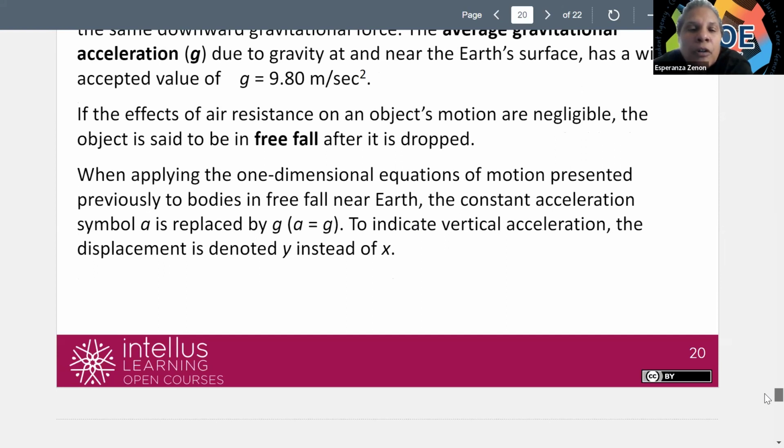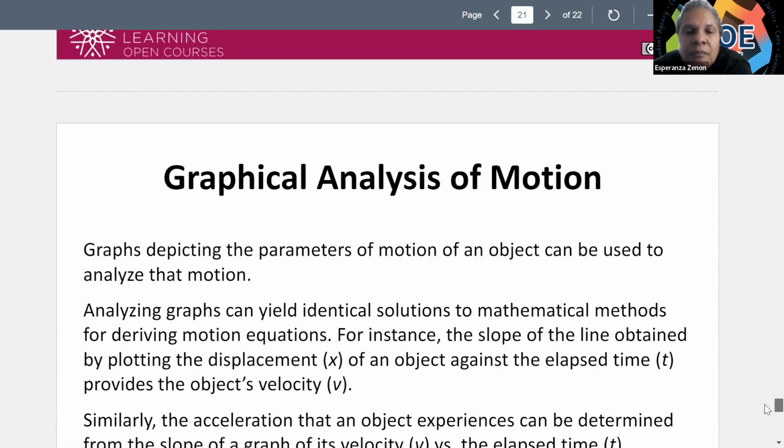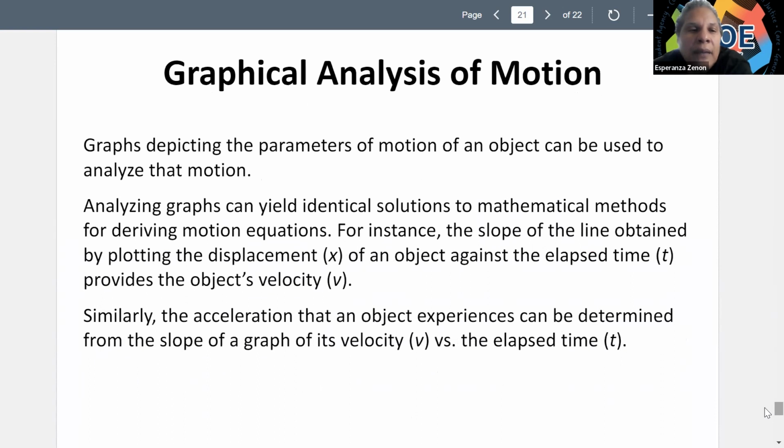Also, when we're dealing with vertical motion, we use Y instead of X. We use X to represent horizontal motion and Y to represent vertical motion. Okay. We can also use graphs to help us analyze motion, and we'll see some examples of that when I go into the extra notes that I have. So we can describe or analyze motion using equations, or using graphs, and we'll see the connection between the equations and the graphs, okay?